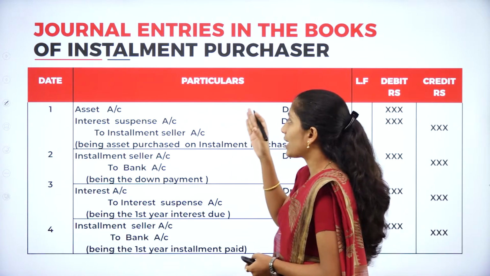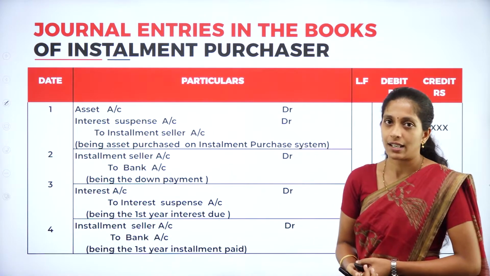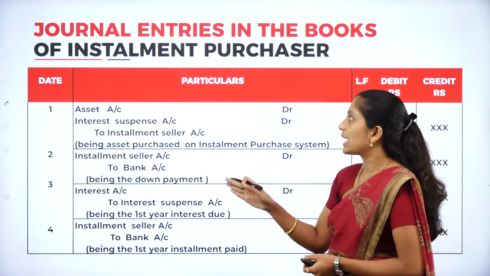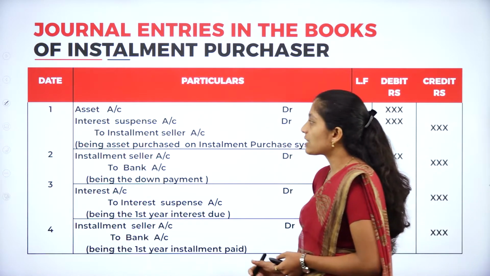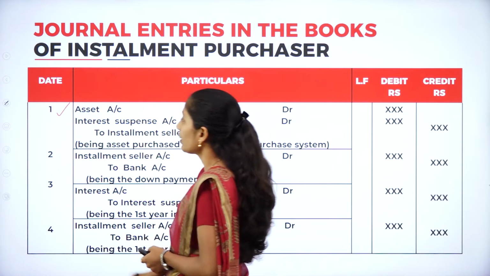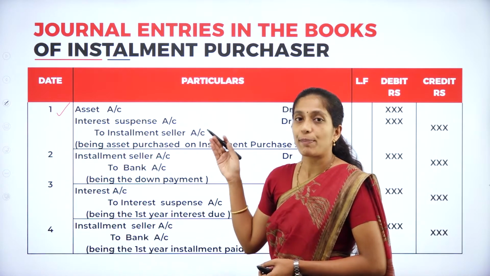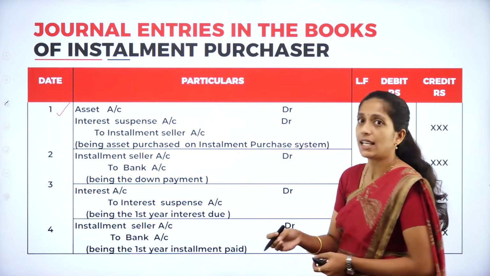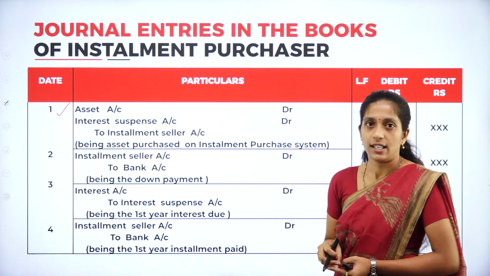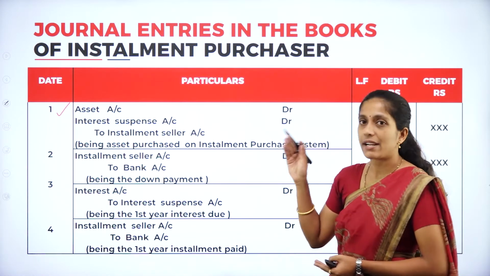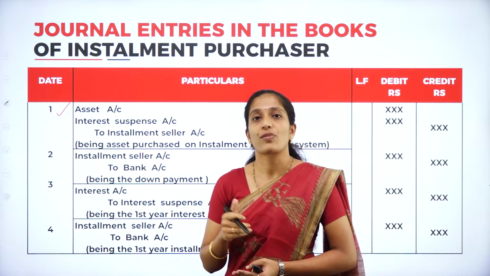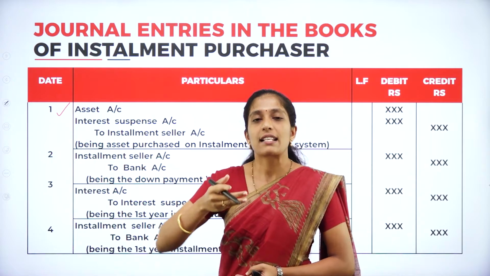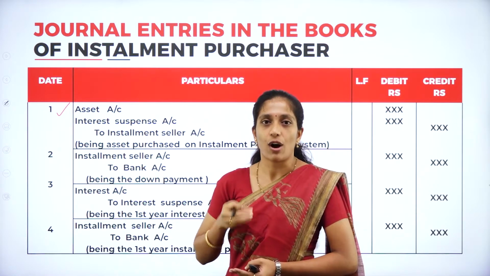Now let us see what journal entries have to be recorded. So you know the format: date, particulars, ledger folio, debit and credit. Now we are going to prepare journal entries in the books of the installment purchaser, right? So your first entry is, as usual, for receiving the asset, that is, purchasing of asset.